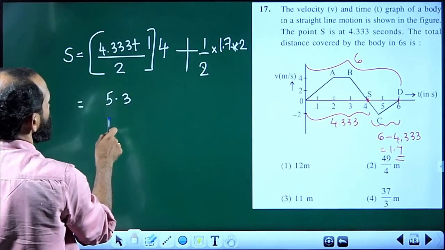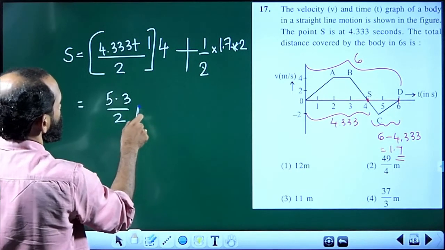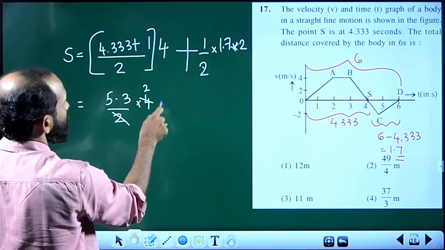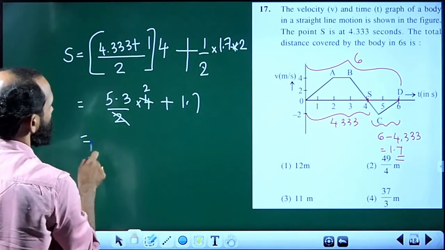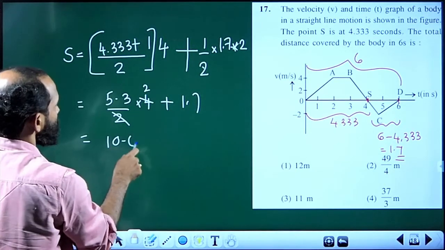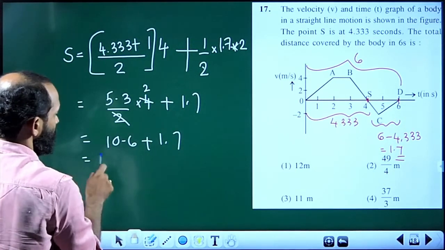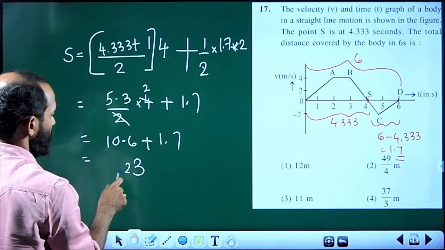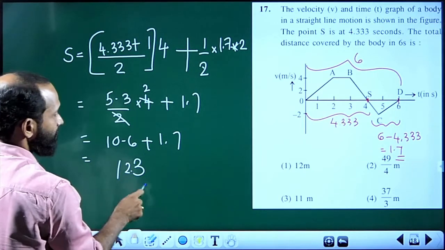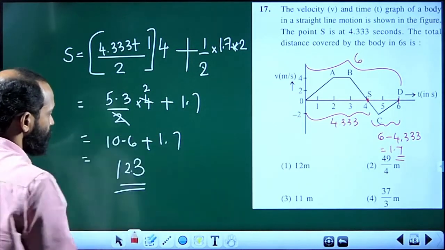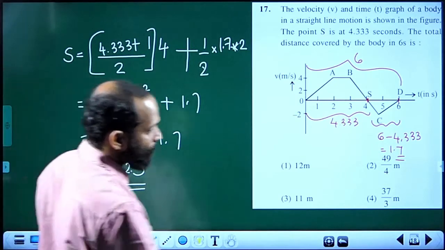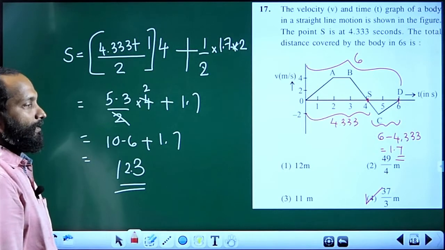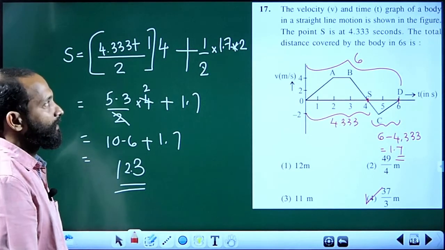And S is equal to 5.3 by 2 into 4, 2 cancels, plus 1.7, that is equal to 10.6 plus 1.7, that is 12.3. It is not 12 but close to 12.3, that is the answer, fourth option, 37 by 3, okay.